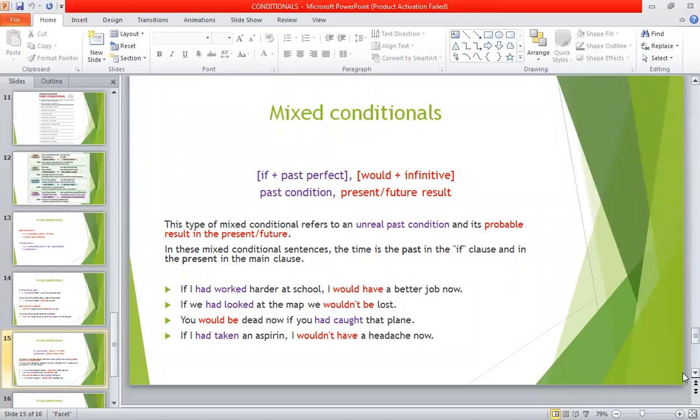So this is the form of the mixed conditional. We use past perfect, had plus past participle, in one clause, and the other clause is exactly like the second conditional, when we use would plus infinitive.